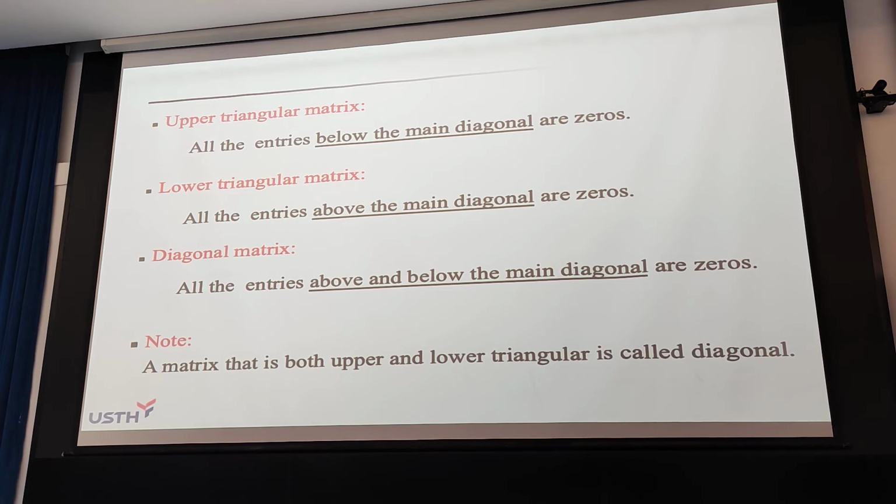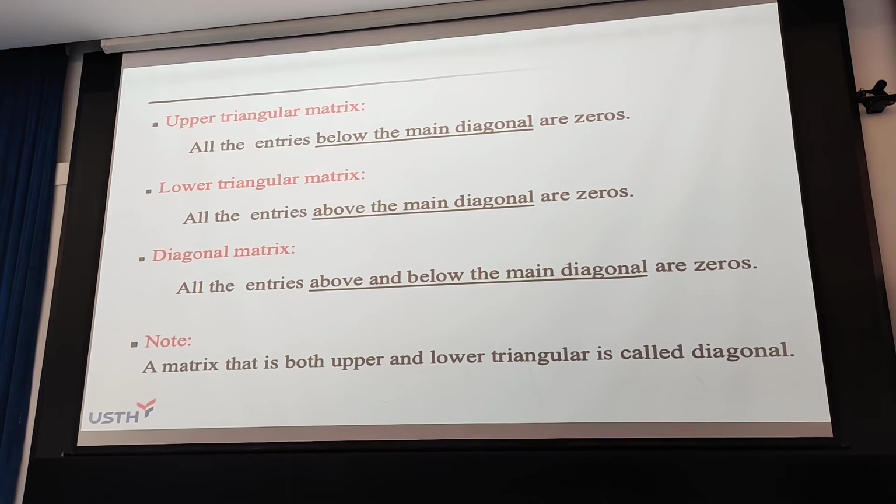First, we define three notions of special matrices, that is a triangular matrix or diagonal matrix. The first one is the upper triangular matrix, where all entries below the main diagonal must be 0. And the lower triangular matrix, where all entries above the main diagonal must be 0. And the diagonal matrix is a matrix which is both upper triangular and lower triangular.